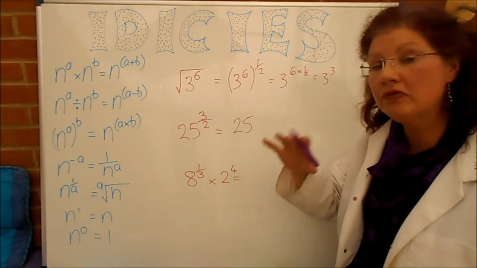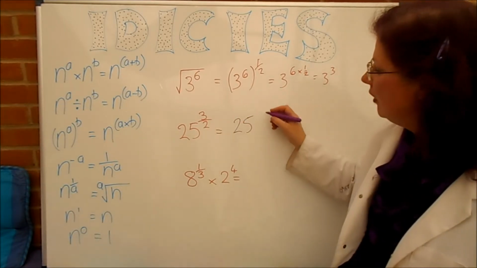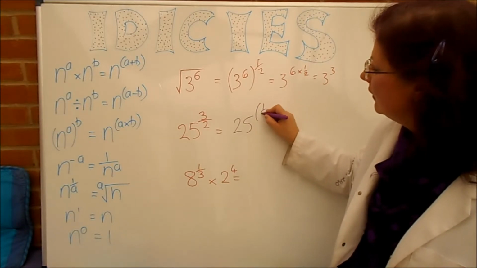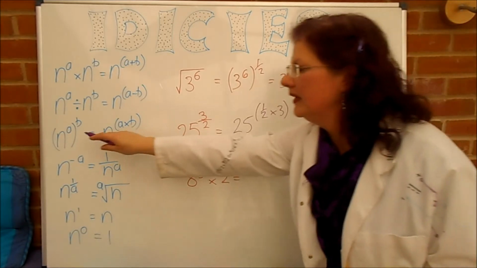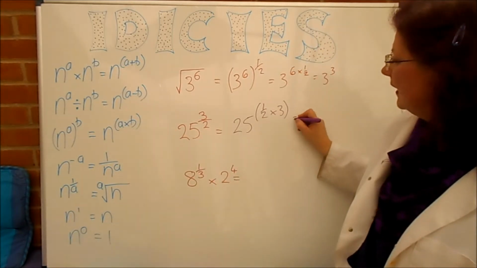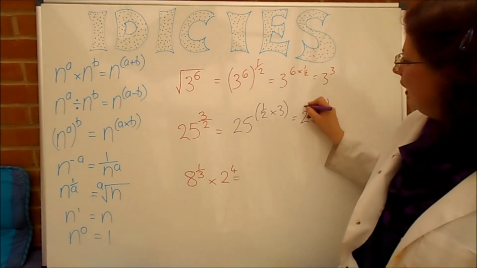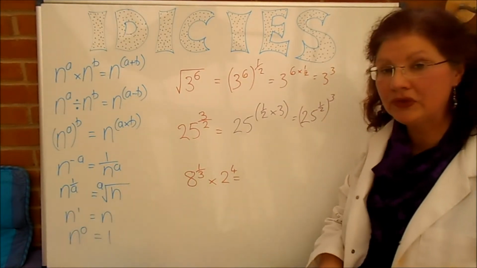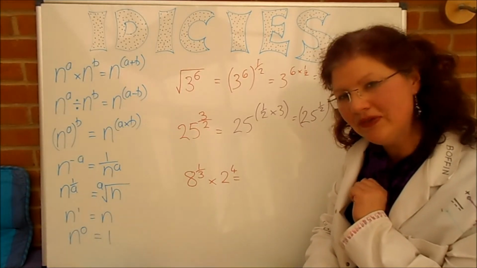Right, for 25 to the power 3 over 2, that one we've got 25 to the power of, now 3 over 2 I can write as a half times 3. Yes, 3 over 2, or 3 times a half. But I'm going to write it as a half times 3, because then I can split it up like that. So that's equal to 25 to the power a half, whole thing, to the power 3. The reason for writing it that way is because 25 to the power half simplifies nicely.